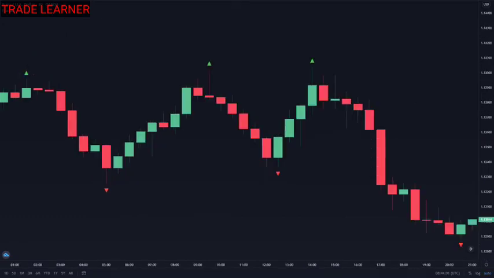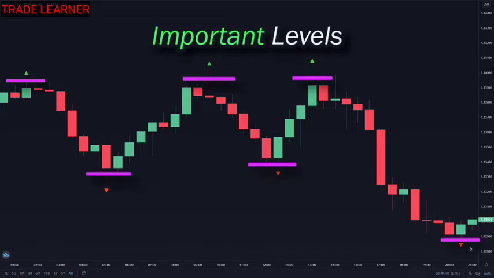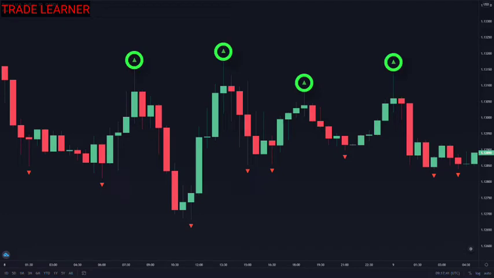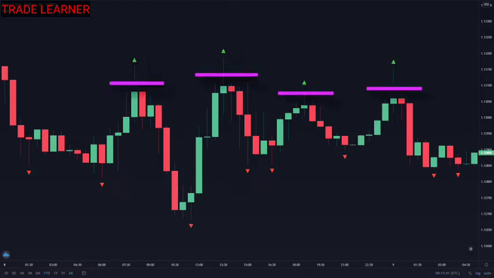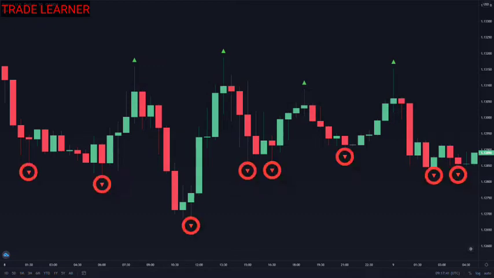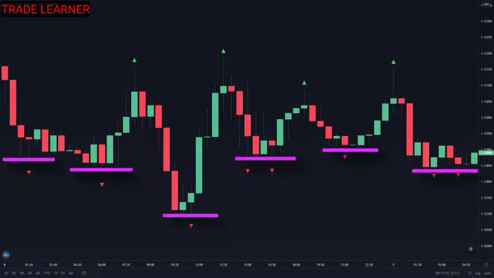The Williams fractal, or the fractal, is a very simple and useful indicator. It can help you make your job a lot easier by revealing important price levels on the market. And how it works is very simple. If a top fractal appeared, it indicates that the level can be a potential resistance. And if a bottom fractal appeared, it indicates that the level can be a potential support.